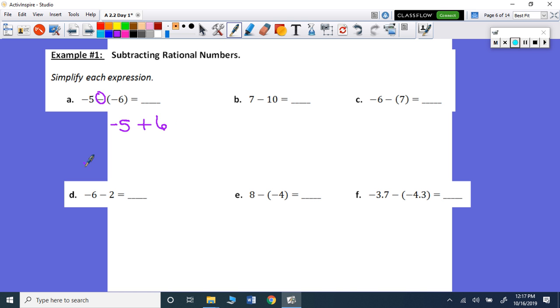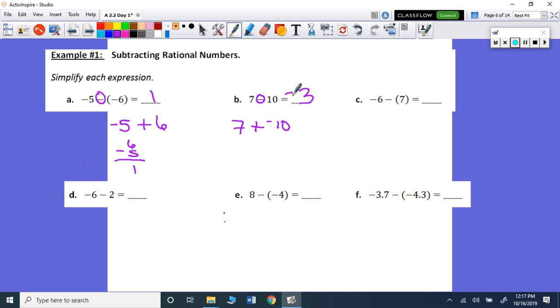And then this is a problem like last night. We're adding unlike signs. You could do it in your head, and then you keep the sign of the larger number. Letter B. It's a subtraction. So you are going to add the opposite. And then it's a problem like last night. We have unlike signs. You subtract and take the sign of the larger number.